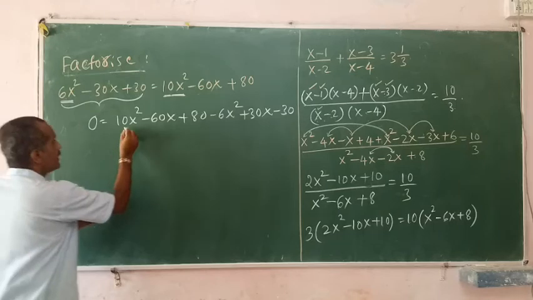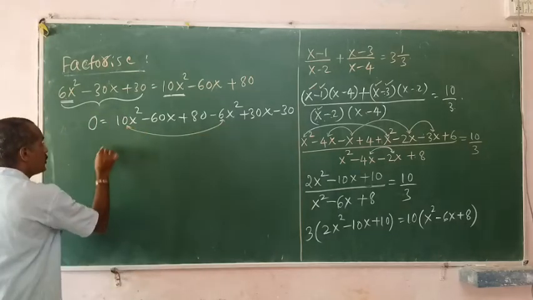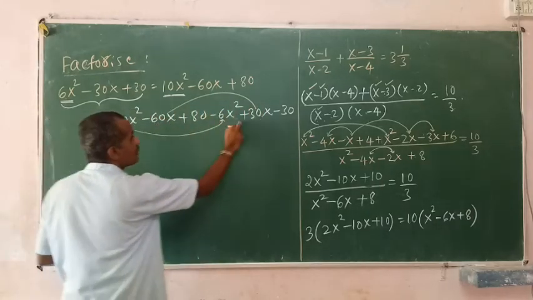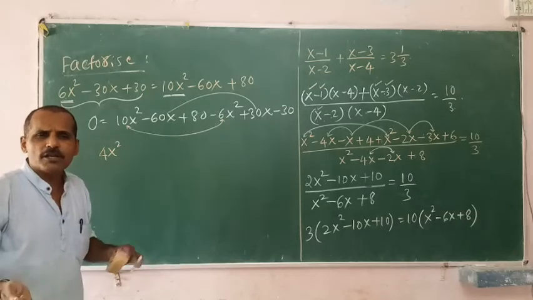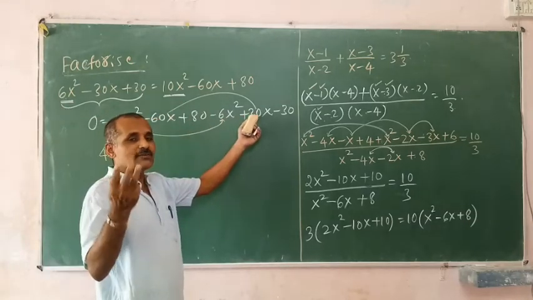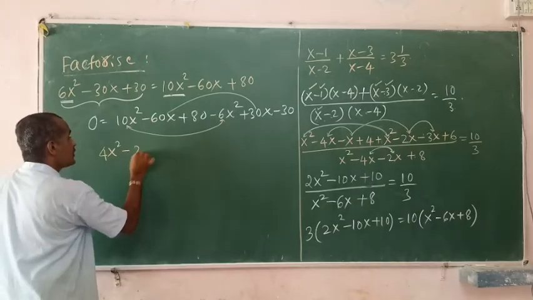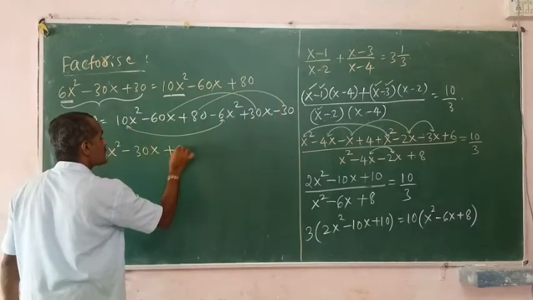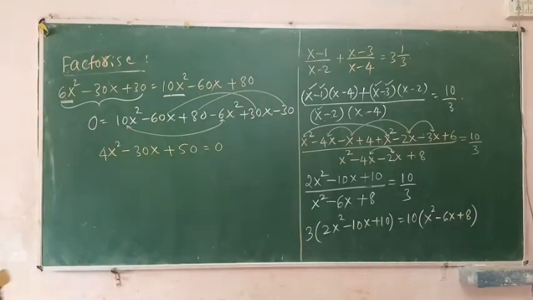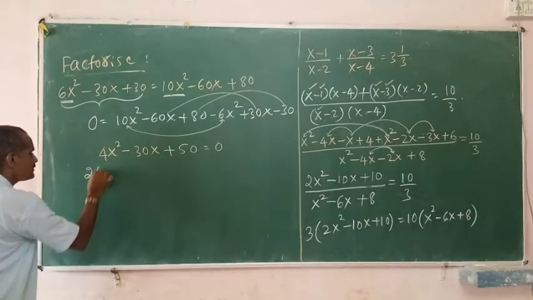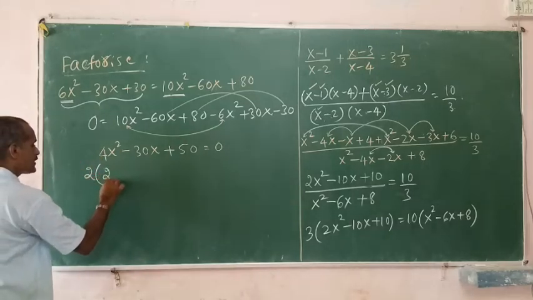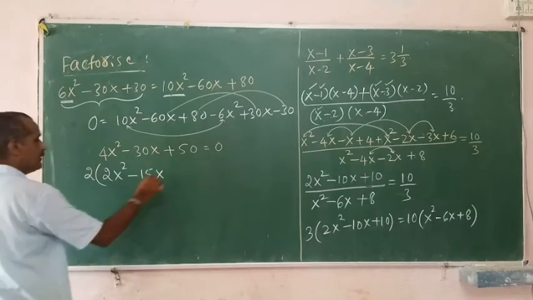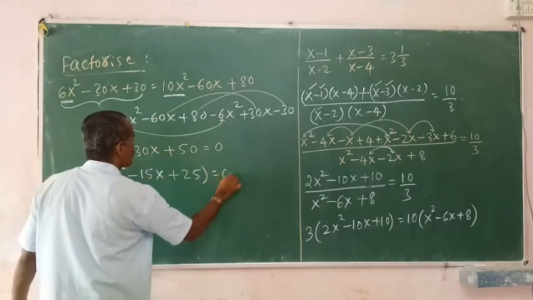Now simplify it. These two give you 4x square, 10 minus 6. These two, minus 60 plus 30: one plus and a minus, bigger number minus smaller number. 60 minus 30 gives you 30, give the sign of the bigger number, minus 30x. Then 80 minus 30 is plus 50, equal to 0. I can take 2 as a common factor: 2 into bracket 2x square minus 15x plus 25 is equal to 0.